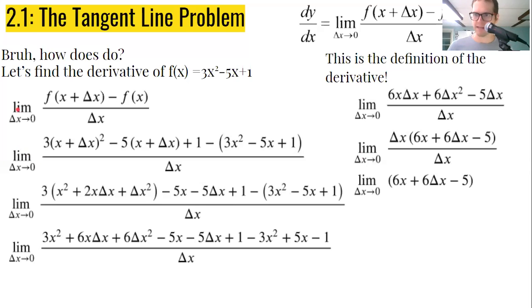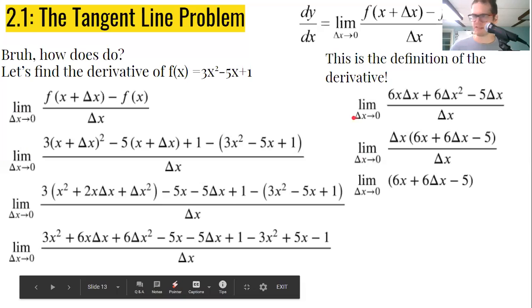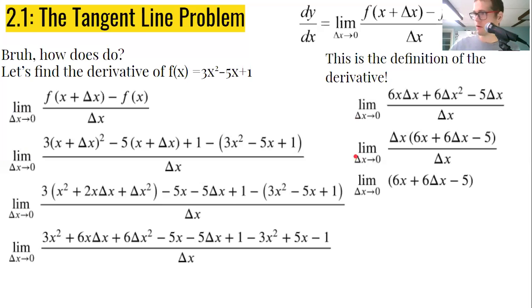The first step, second step, third step, fourth step, fifth step. I can't do it in any of those because I get that indeterminate form. In the sixth step, I lost track of how I was counting. But if you look at this one, I can actually plug in 0 for delta x. And I get 6x minus 5. F prime of x is equal to 6x minus 5.